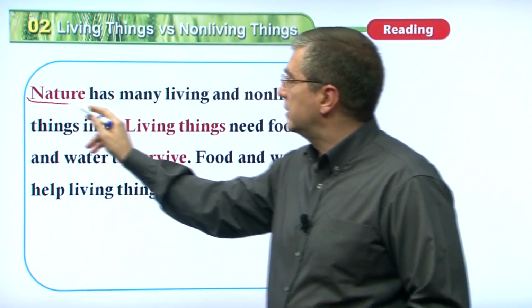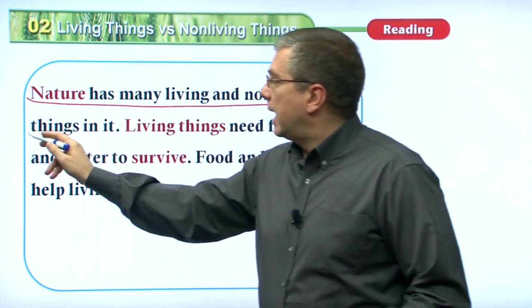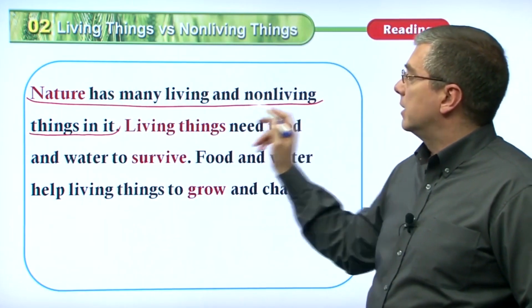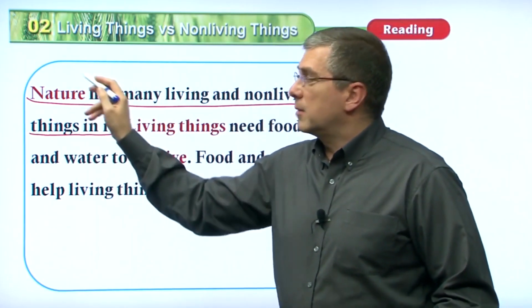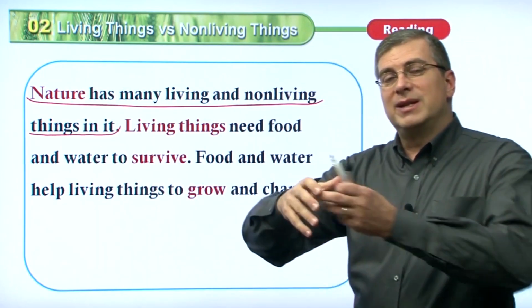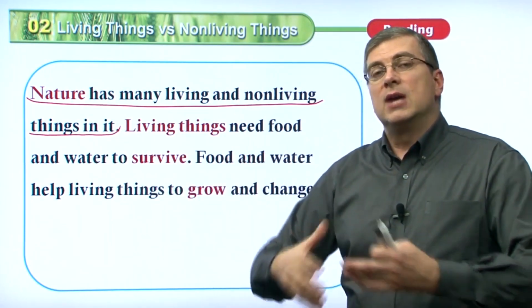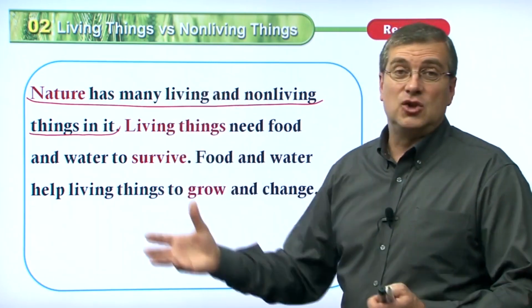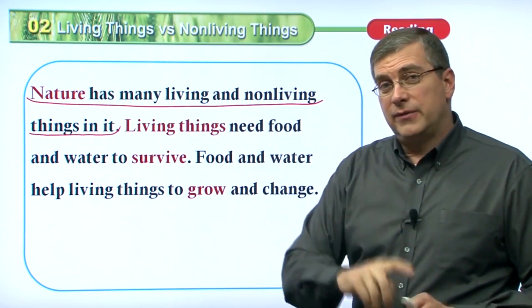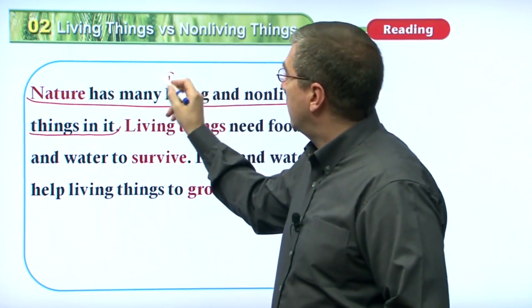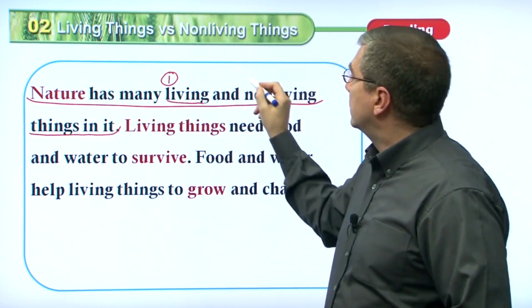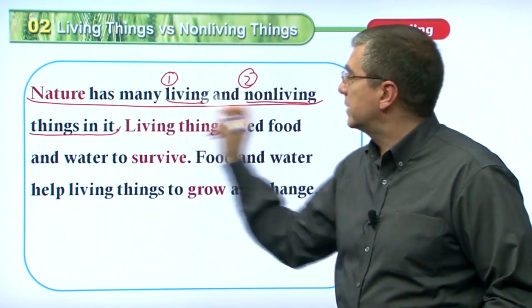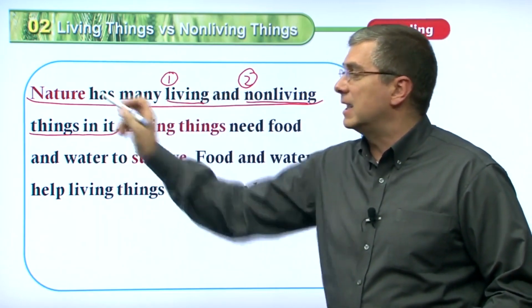That's the first sentence of the reading passage here. And what does it say? It says, nature has many living and non-living things in it. So we're talking about nature, right? The environment in the outside world. If we go outside into the countryside or into a forest, that is nature. We can see there's 2 kinds of things there. 1, we have living things, and 2, we have non-living things. So living things and non-living things in nature.